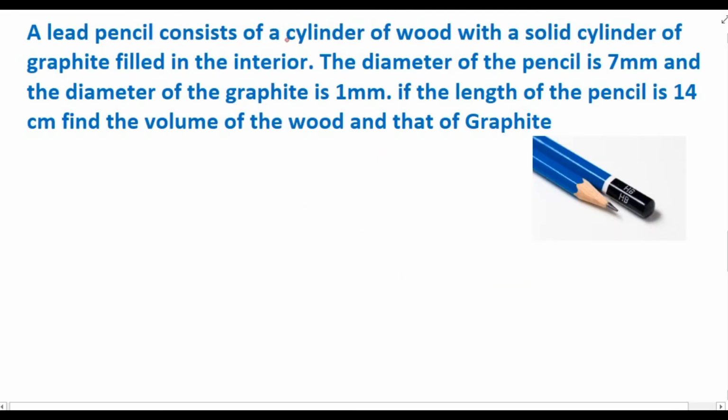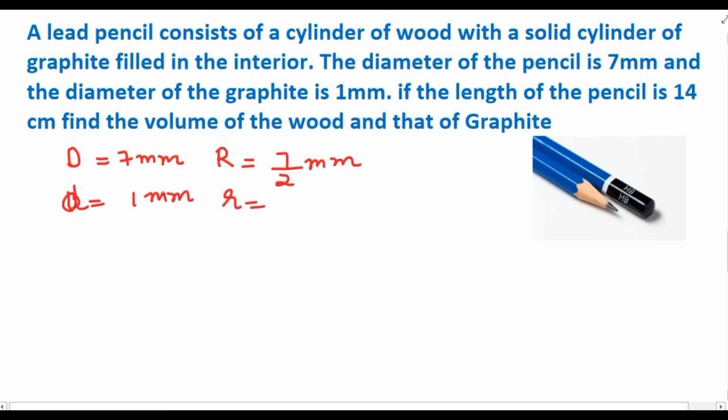Next question. A lead pencil consists of a cylinder of wood with a solid cylinder of graphite filled in the interior, and the diameter of the pencil is 7 millimeter and the diameter of the graphite is 1 millimeter. So the diameter of the pencil is 7 millimeter. Therefore, the radius of the pencil will be 7 by 2 millimeter, and the diameter of the graphite is 1 millimeter. Therefore, the radius of the graphite will be 1 by 2 millimeter.